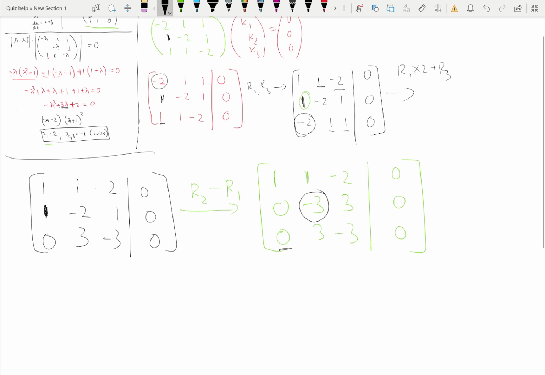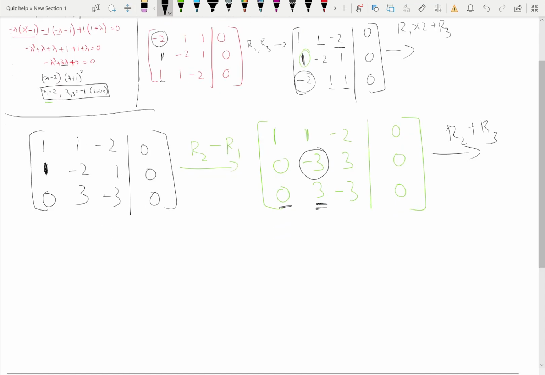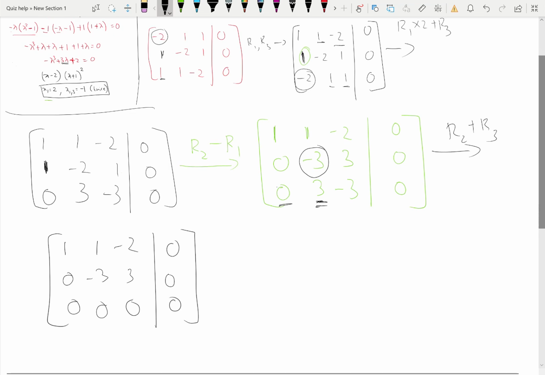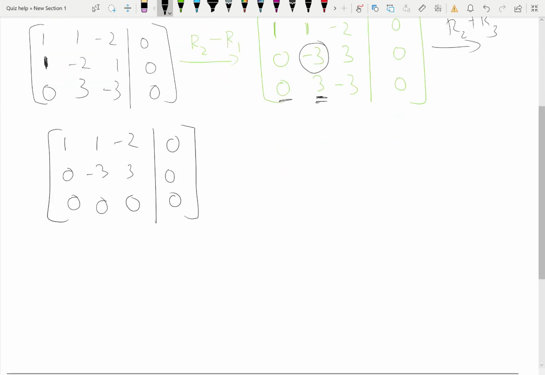I would like it to be 1 for perfection, but it's okay, because if you directly add it to the third row, this part becomes 0. So let's add the second row and third row, because negative 3 plus 3 is 0. So here what we get is 1, 1, negative 2, 0; 0, negative 3, 3, 0; 0, 0, 3 plus negative 3, here also 0. So the ideal scenario plays out. This is our final result, so we stop here. But we can do one thing: divide the second row by 3, so we get negative 1 and 1 here.